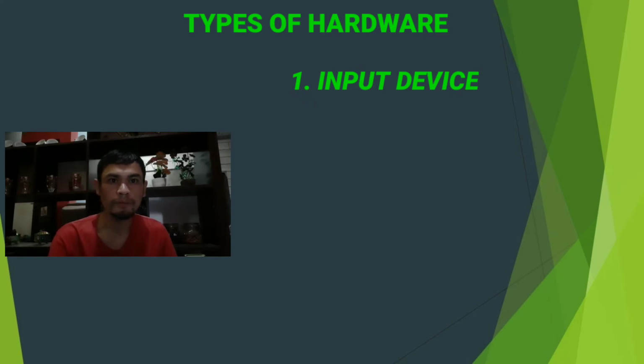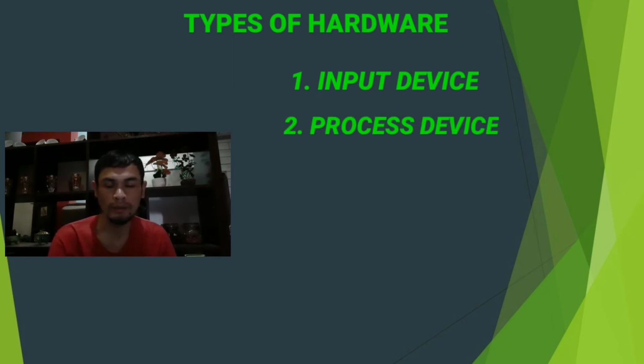Number 1. Input device. This type of hardware is useful for entering information and data in the form of video, text, image, audio, and other into a computer. Here are some examples of hardware, namely mouse, keyboard, and scanner.